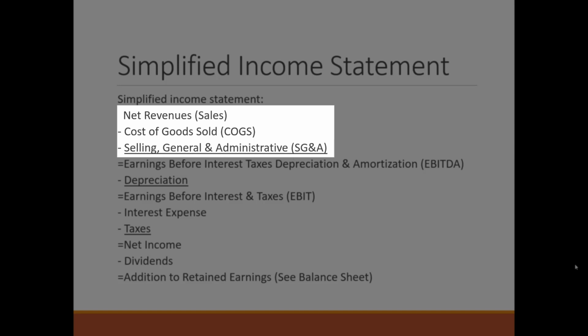The next line item here is going to be the selling, general, and administrative costs. SG&A is frequently called the overhead of the firm. It's paying for all the administrative staff and that sort of thing. Not necessarily those people that are involved in the production of goods and services, but all the people that are necessary to run the company.